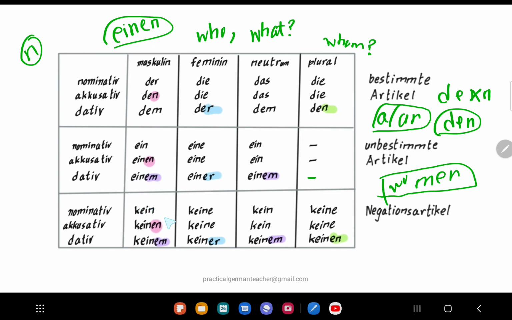Now let's look at the Negationsartikel, kein, same kind. Again, masculine and neutrum are the same. Feminine and plural are the same. So feminine and plural are always the same.